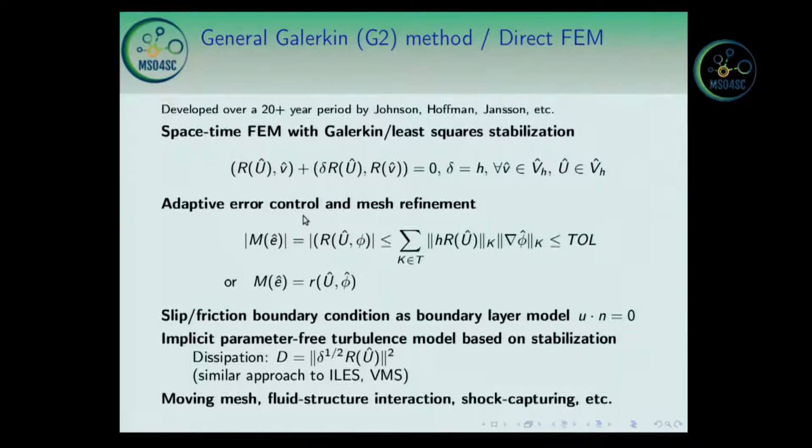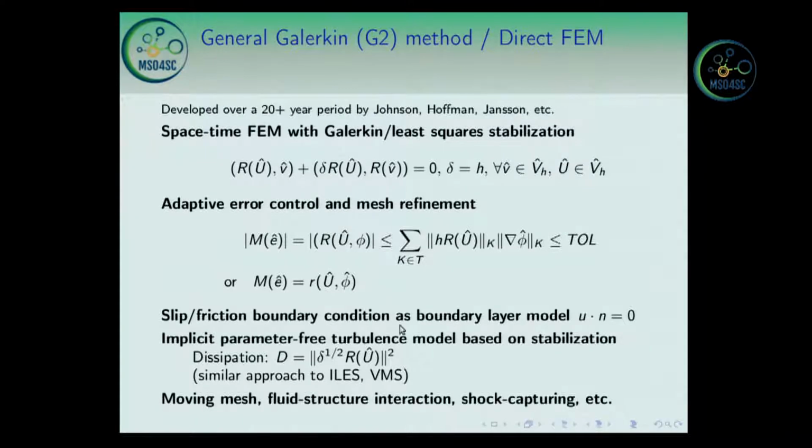And then we have adaptive error control. This means we can formulate the relation between the error and this residual, where we introduce an adjoint solution, a sensitivity function. We solve an adjoint problem, and then we have an expression for the error. We can evaluate the residual, where we plug in this adjoint solution, and this gives information on where we need to refine the mesh.